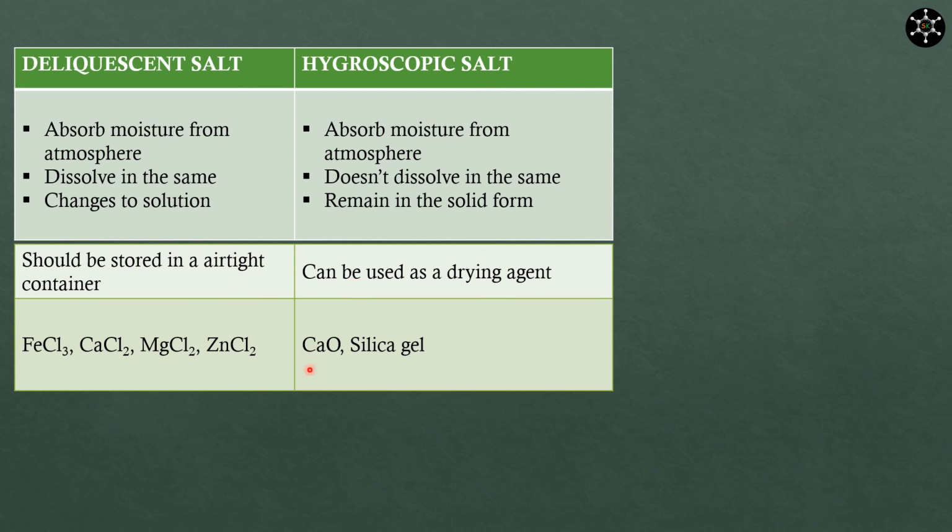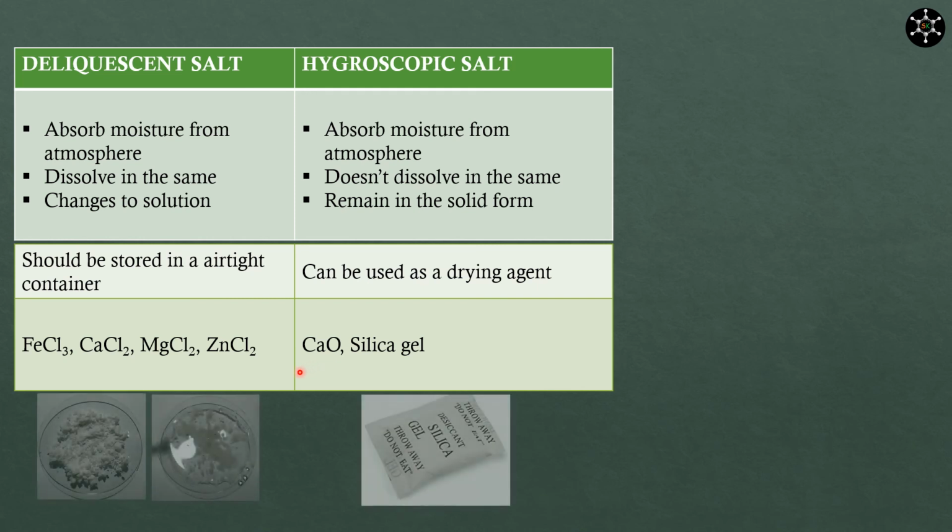Few examples are mentioned over here. This is calcium chloride exposed to atmosphere for a longer time, and after some time we can see it is changing into the liquid form. This is silica gel packets. Normally we see in newly purchased bags or suitcase or some containers where this is used to absorb the moisture present in the air in that container.